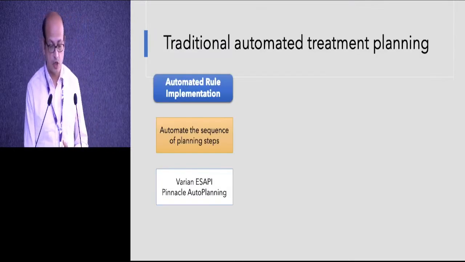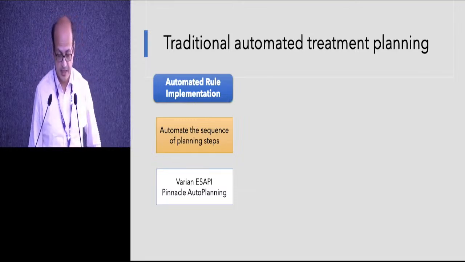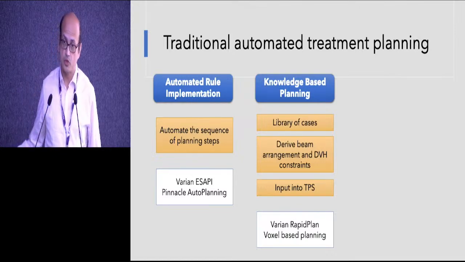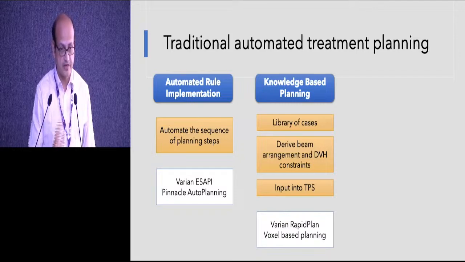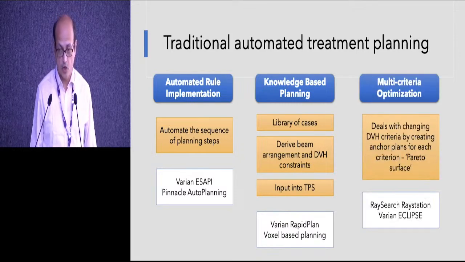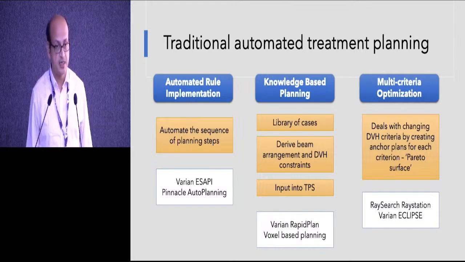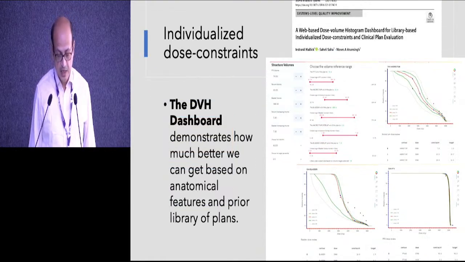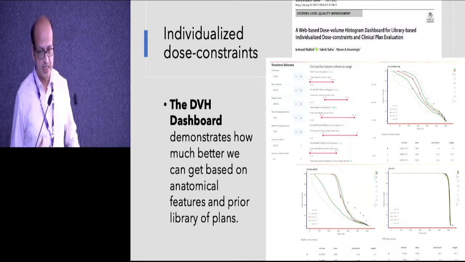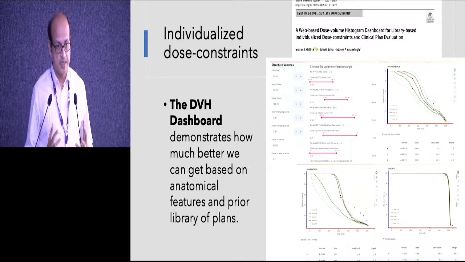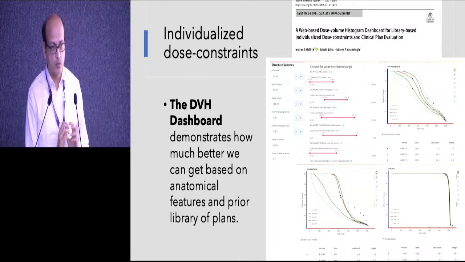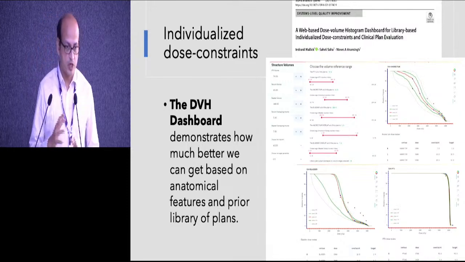Now, traditional automated treatment planning, what we used to call automated, was either a rule-based implementation, a knowledge-based planning, which took lots of examples from the past and developed shortcuts to do it, or what is known as multi-criteria optimization. So these were 3 pillars of what used to be known as automated treatment plan. Now, what we realized in our experience was that you can predict DVHs very easily by giving certain small inputs like the volume of the tumor, the overlap region, volume of the organs at risk.